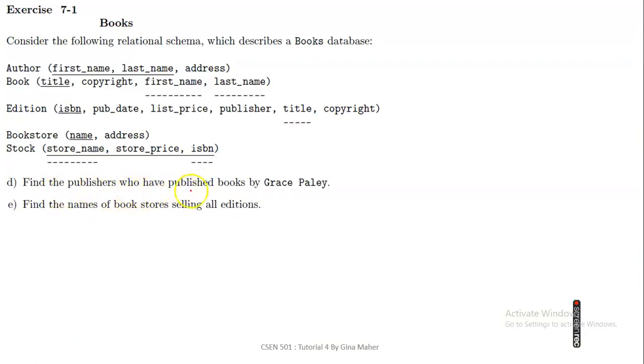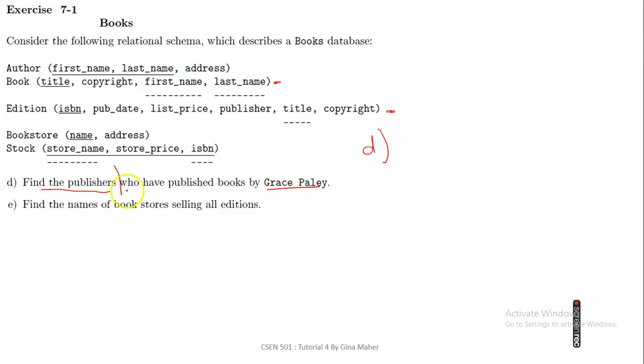Find the publisher who has published books by Grace Pell. Okay, we want the publisher. From where can we get publisher? From edition. Okay? Are we done yet? No, because we want the publisher of a book with a specific author. From where can we get the book with its author? From relation book. So at the end we are going to use these two relations in order to solve this query.